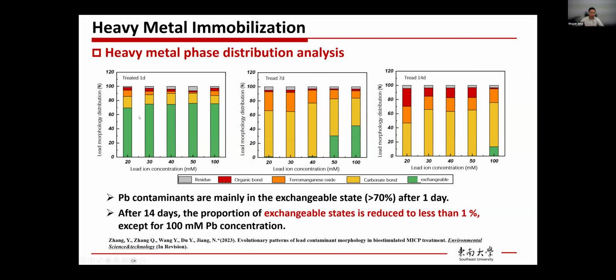After 1 day of treatment, as we can see, most are in the exchangeable state, more than 70%. But when it comes to 14 days after treatment, the proportion of the exchangeable state, the green one, is reduced to less than 1%. Then most are in the carbonate form. It means that we have carbonate, in this case, carbonate lead. So it shows the immobilization results from the phase distribution aspect.